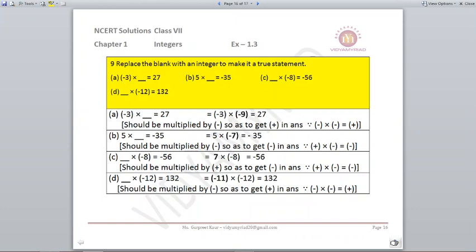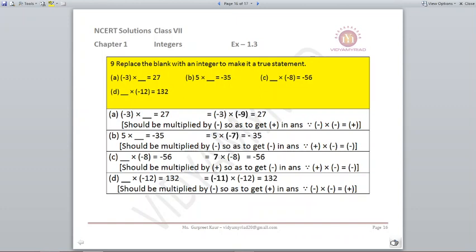Third case. Dash into minus 8 is equal to minus 56. Now what is multiplied by 8 to get 56? 7. 7 8s are 56. But whether I should do plus 7 or minus 7. If I do plus 7, that means 7 multiplied by minus 8, I will get minus 56, which is my required answer. But if I thought I should do minus 7, then it will be minus 7 multiplied by minus 8. Minus minus will become plus and my answer will come as plus 56, which will be wrong. So I need to have only one negative to get minus 56. So it should be multiplied only with 7.